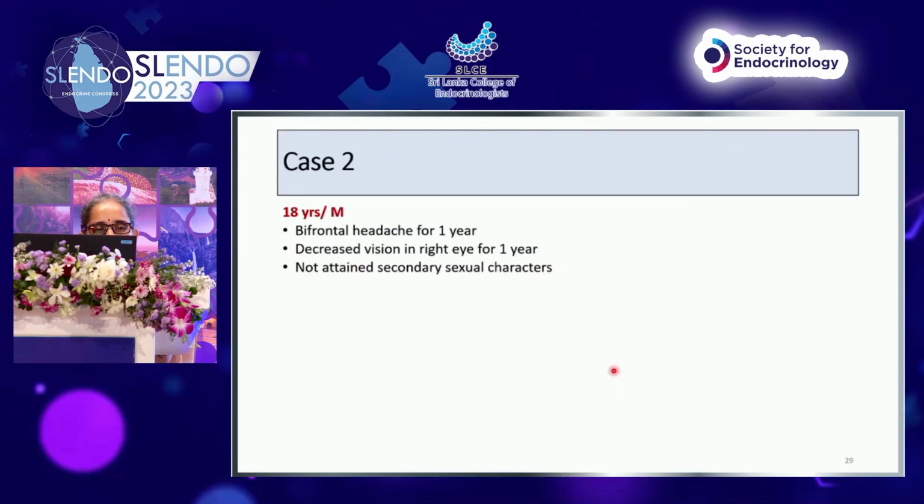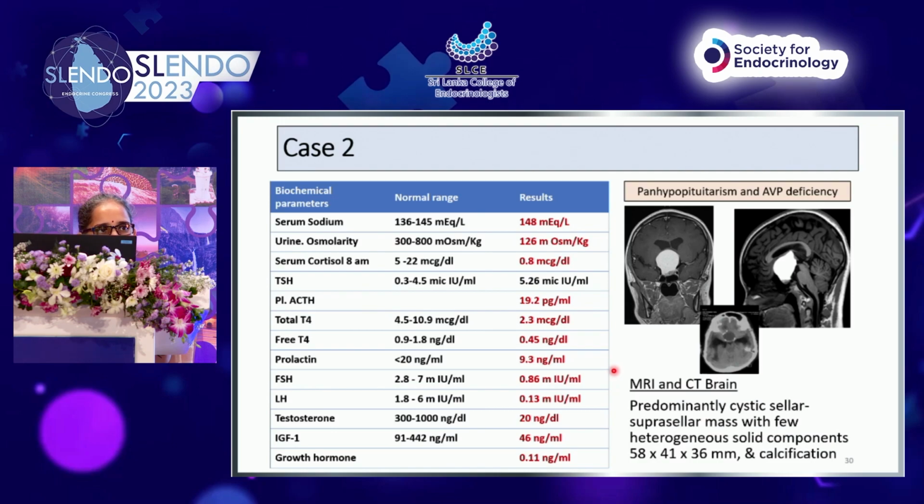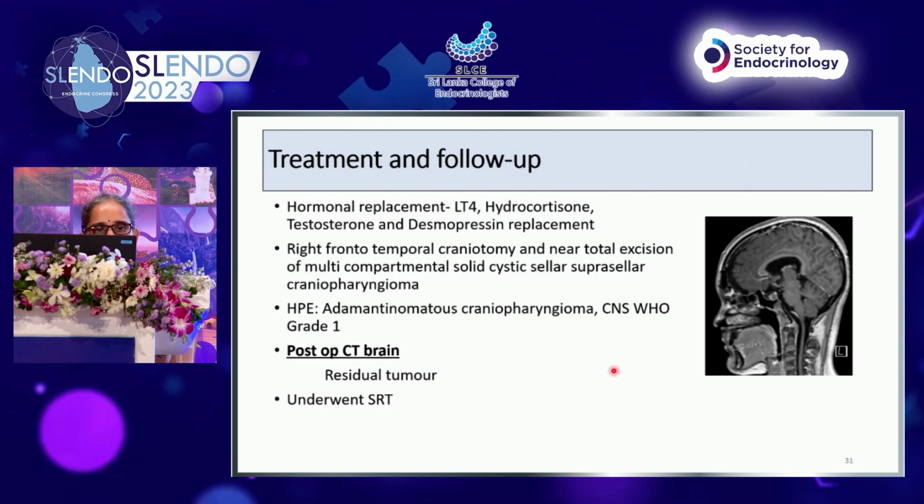Now coming to the next case, this was an 18-year-old boy who was brought to us with history of headache, visual impairment, and lack of secondary sexual characters. He had an arrested puberty, and on evaluation, he was found to have anterior panhypopituitarism, which included both anterior and posterior pituitary hormonal deficiency. And on imaging, he was found to have a large, predominantly cystic sellar suprasellar mass. So this boy also on CT showed peripheral rim calcification, indicating a craniopharyngioma. So this was later operated and diagnosed to have an adamantinomatous craniopharyngioma.